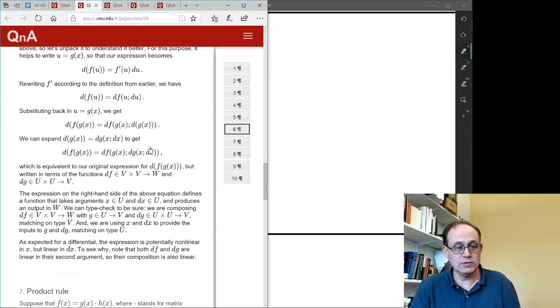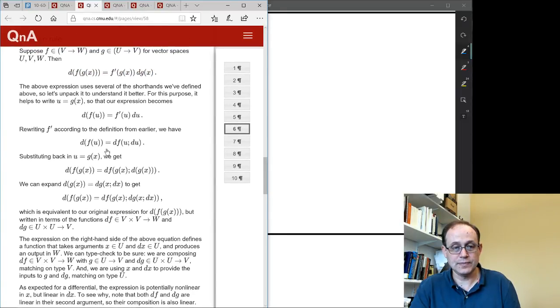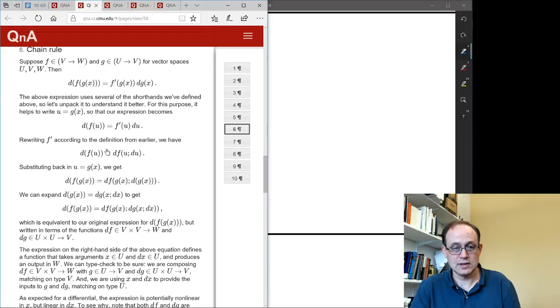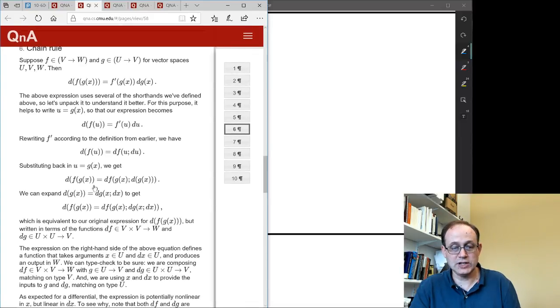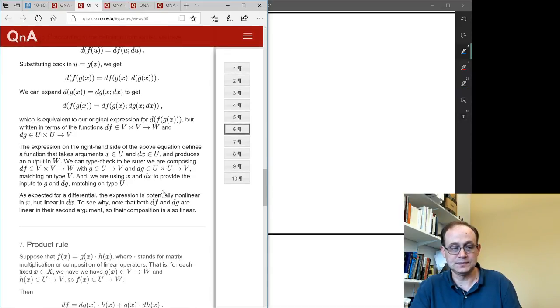And we should note as well that it's pretty easy to see that this expression here is linear in dx. Because dg is linear in its second argument, and then you're taking a linear function and putting it in the second argument of df, which is again linear in its second argument. And so you compose two linear functions to get a linear function. All right, so that's linearity and chain rule.